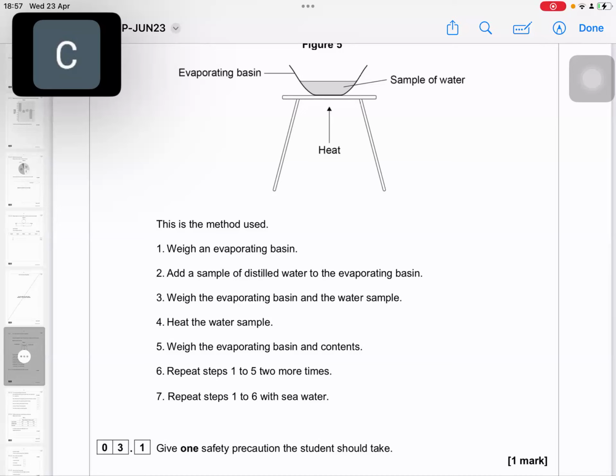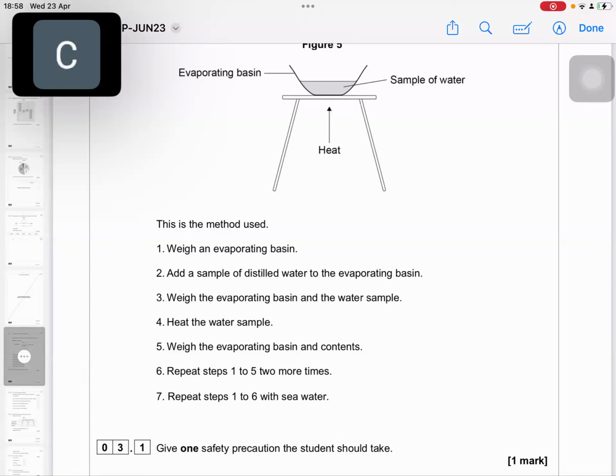Gloves. Good, gloves, yes, to avoid burns, correct. Any other one that comes to mind? Wear glasses. Yes, because by the time the water starts boiling, that could cause the water to splash, and you will not like it getting close to his eyes. They only want one, so we gave them two.